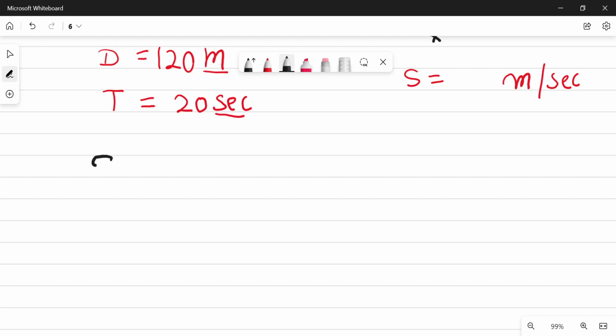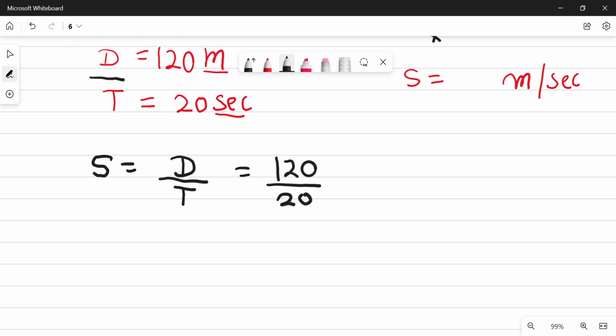See, speed we have to find, distance is given, so always divide distance by the given quantity. Divide the distance 120 meter by 20 and mention the units. Here in distance we have meter, in time we have second.